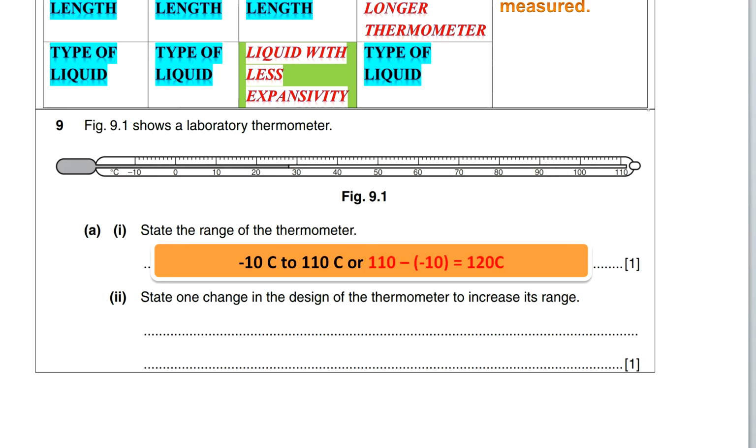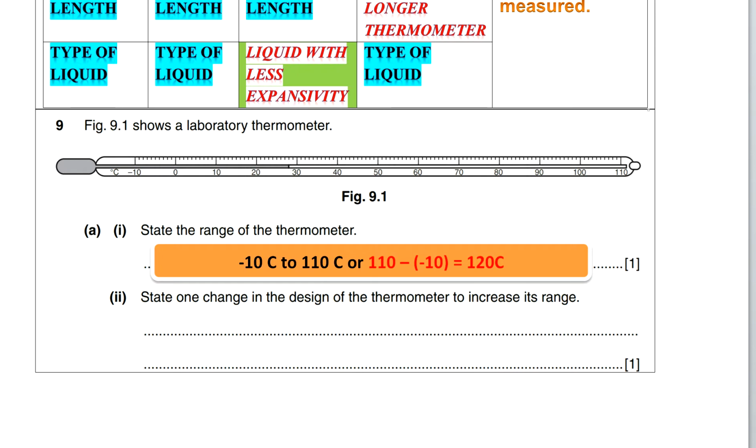The first way is writing the range that it is starting from -10 to 110 degrees Celsius. The other way is by taking the difference of the higher value and the smaller value. So if the smaller value is 10 and the higher value is 70, then 70 minus 10, 60 is the range. If the higher value is 120 and the lower value is -20, then 120 minus -20, we will get 140. So in this way we can find the range. In the marking scheme, it can be written in both ways, that is -10 degrees Celsius to 110 degrees Celsius, or by taking the difference.